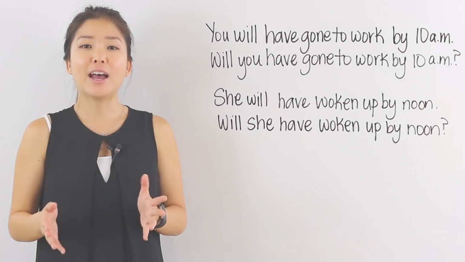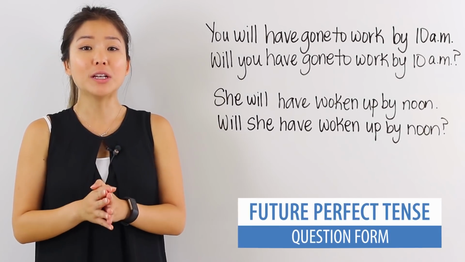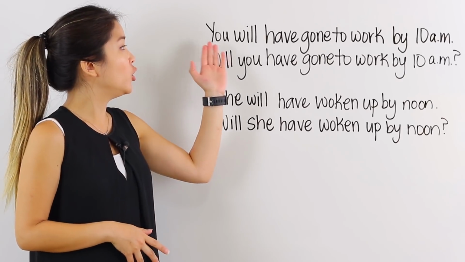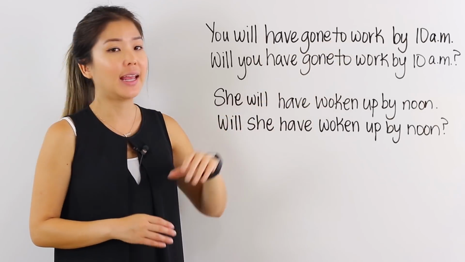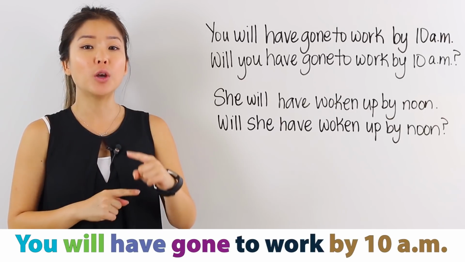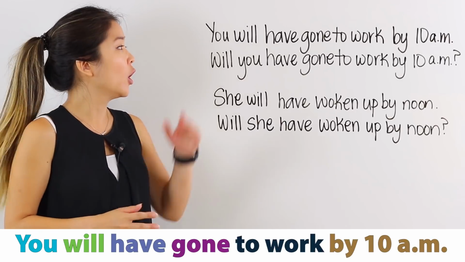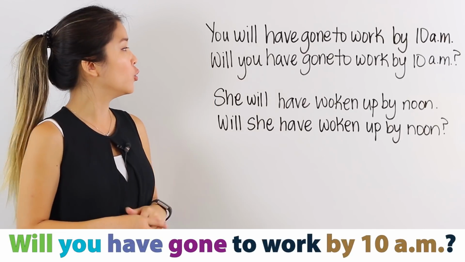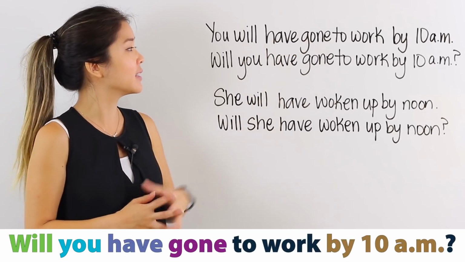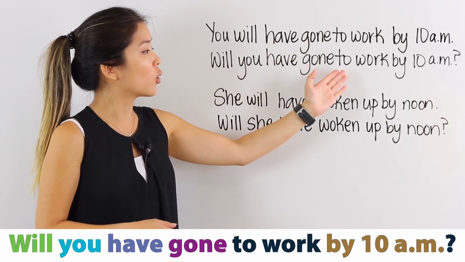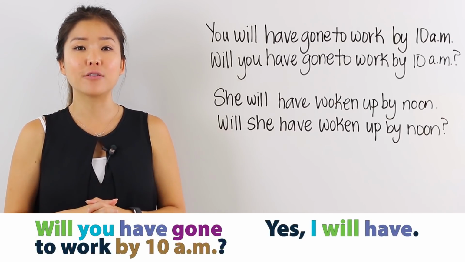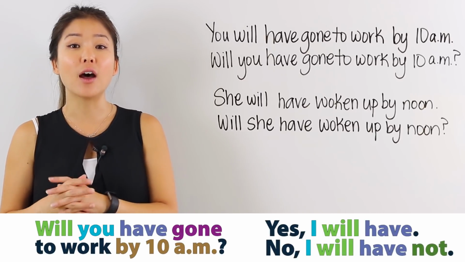Let's move on. Now, let's move on to how to form questions in the future perfect tense. The first sentence here says, you will have gone to work by 10 a.m. To turn this into a question, all we have to do is switch the order of the first two words. You will becomes will you. You'll notice that the rest of the question stays the same as the sentence. Will you have gone to work by 10 a.m.? You can answer by saying, yes, I will have, or no, I will have not.